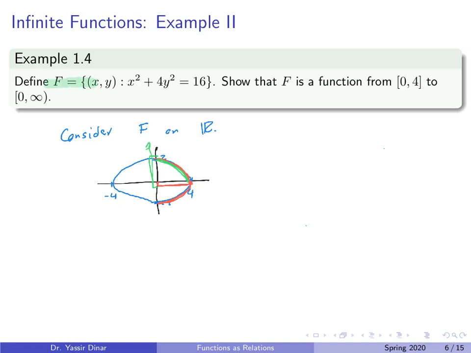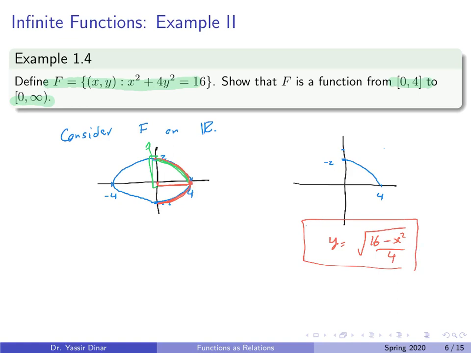So the relation f, which is from 0, 4 to 0, infinity, is this portion of the ellipse, which is given by the equation y is equal to the square root of (16 minus x squared) over 4, and this is the definition of my function. Now, this discussion is very important for the next slides, where we give infinite relations which are not functions.